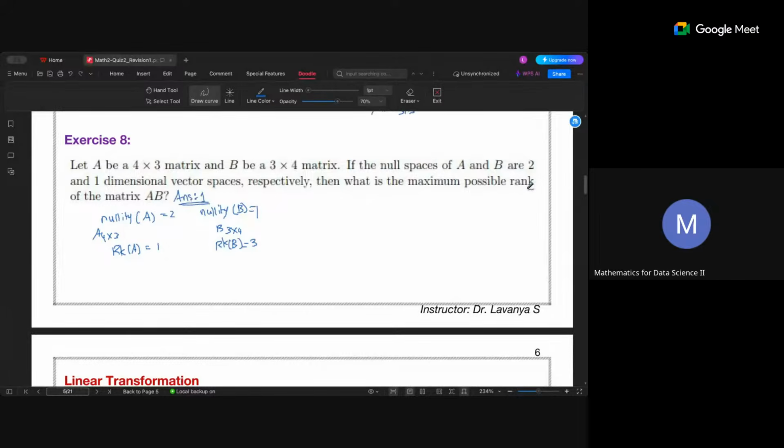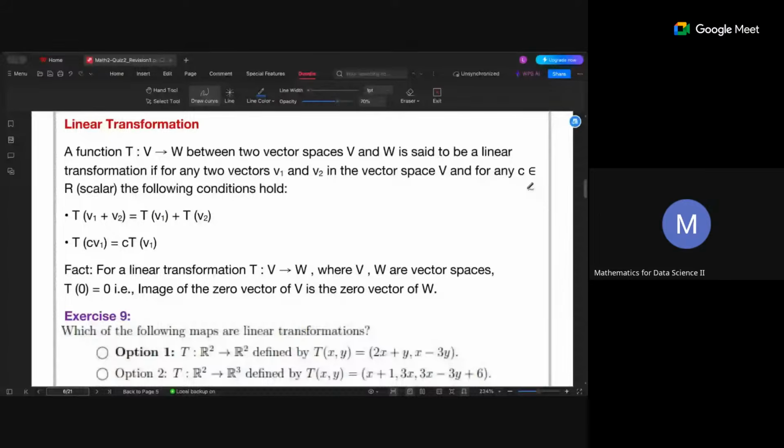Okay, fine. All right. Okay, moving to linear transformation, you know that this is the definition for linear transformation.